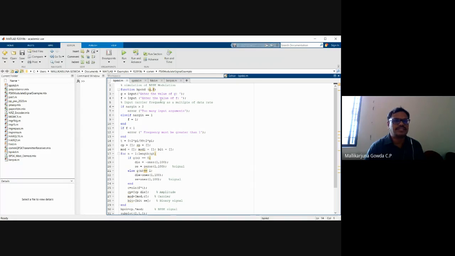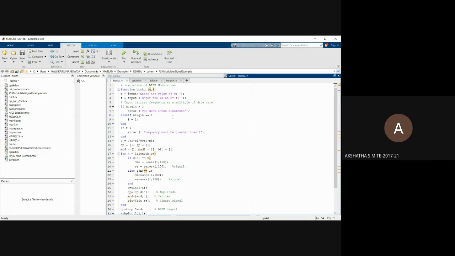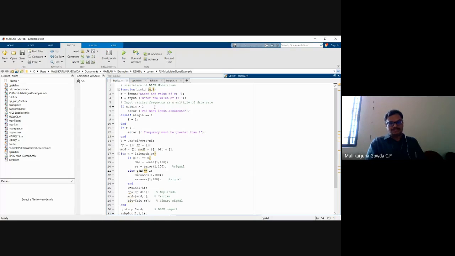Yes, this font size is small. Is it visible on the screen? Yes, sir. It's visible. Visible now. Okay, so I need not explain line by line.